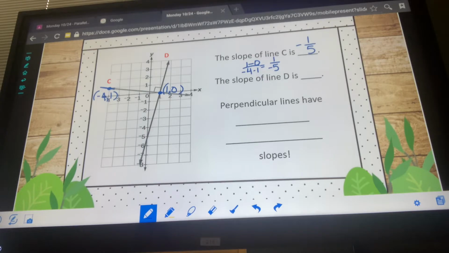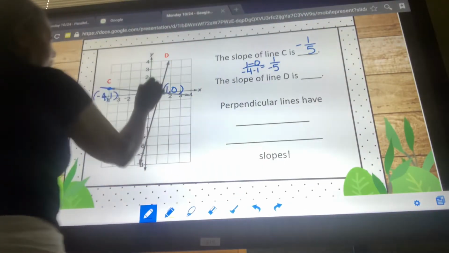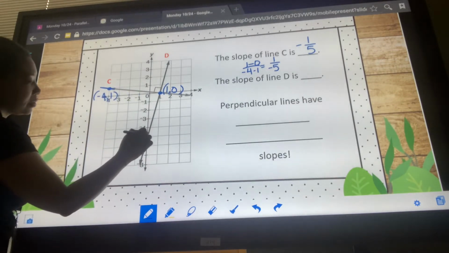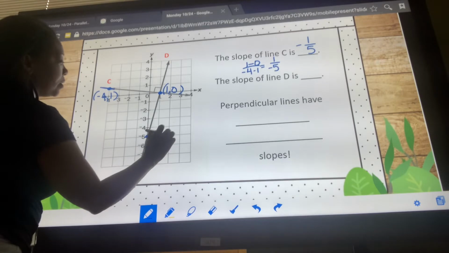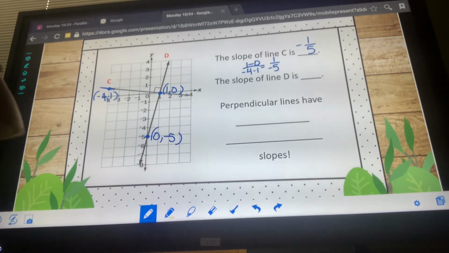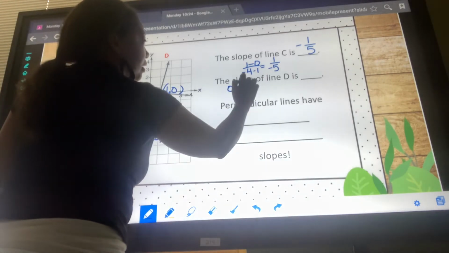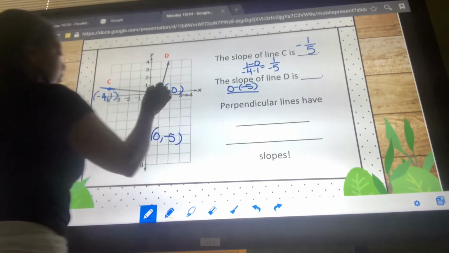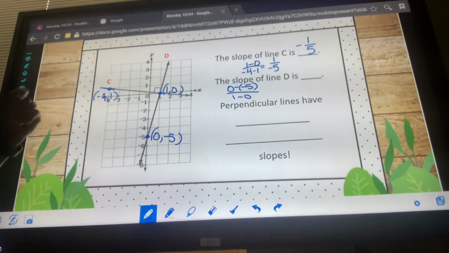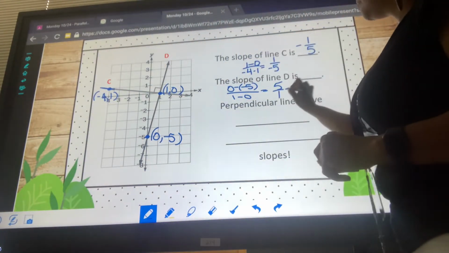Okay, line D. Notice that this point is also on line D. So I just need 1 extra point. I have a y-intercept. It's 0, negative 5. Okay, now let's find that slope. So we'll do 0 minus negative 5 over 1 minus 0. Okay, that gives me a 5 over 1, which equals 5.